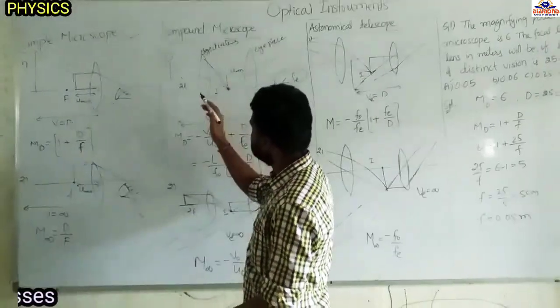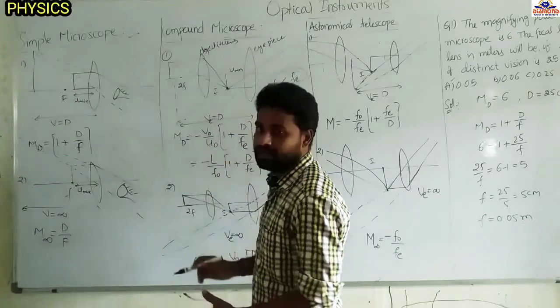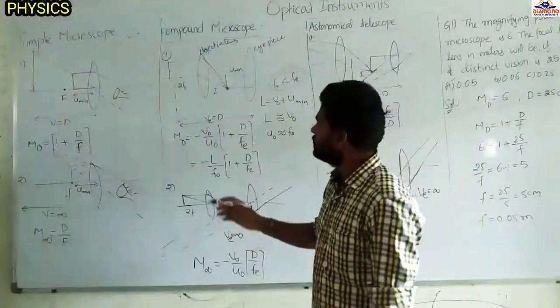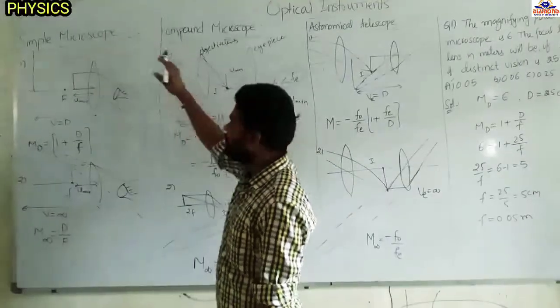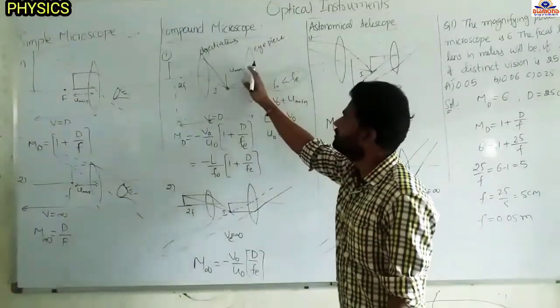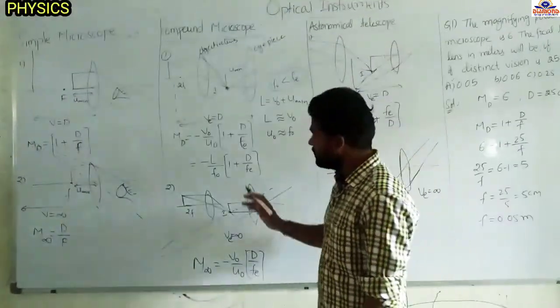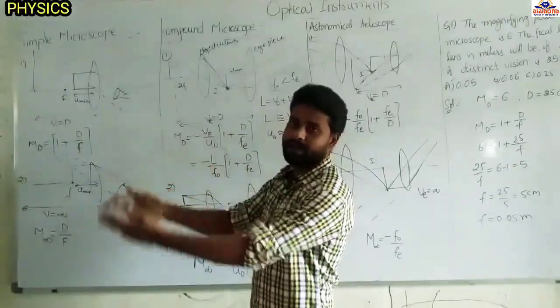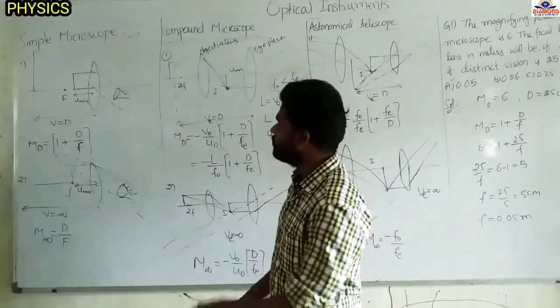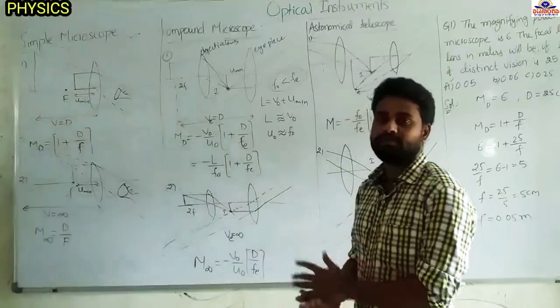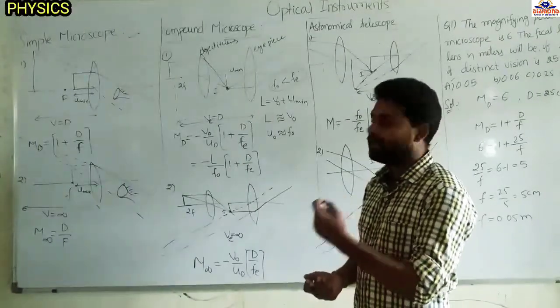If the object is in between the focus and optical center, then it will form the image on this side only. We cannot see the image through this lens. So in this case the object should be beyond the f. Beyond the f means it will form the real and inverted image here.